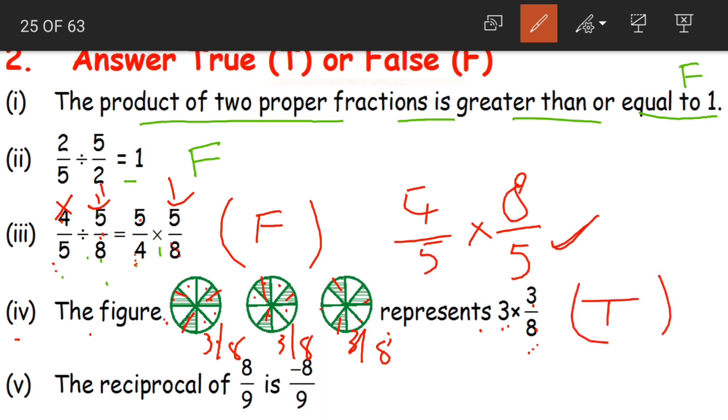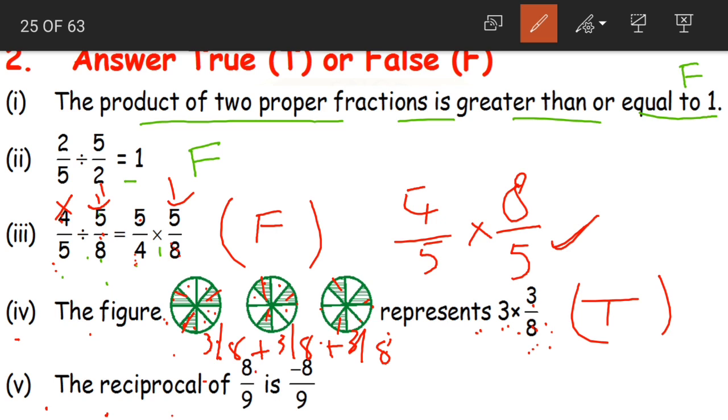This figure represents 3 into 3 by 8. That is 3 by 8 plus 3 by 8 plus 3 by 8. That is nothing but 3 into 3 by 8. Yes, we are having 3 by 8s here. Just like if this was a ball, we are having 3 balls. In the same way, we are having 3 by 8s. Clear, students? Moving on to the last true or false.